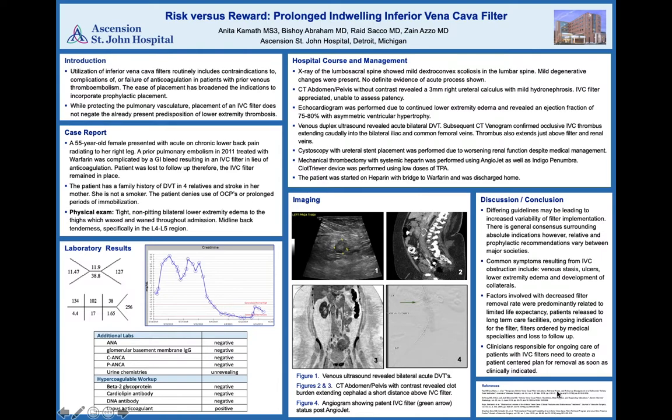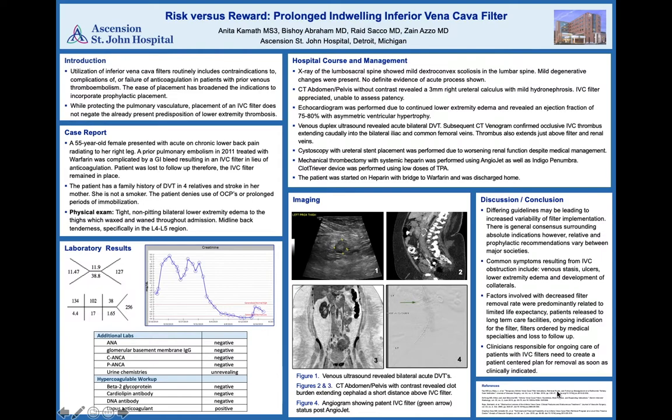Therefore, cardiology performed an echocardiogram which revealed an ejection fraction of 75 to 80% with asymmetric hypertrophy. The following lower extremity ultrasound revealed a bilateral DVT shown in Figure 1. Hypercoagulable workup was positive for lupus anticoagulant. A CT with contrast, shown in Figures 2 and 3, was performed to assess IVC filter patency.